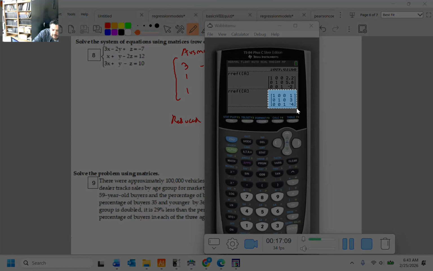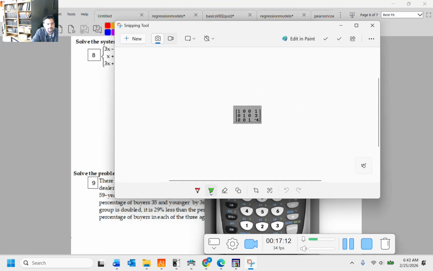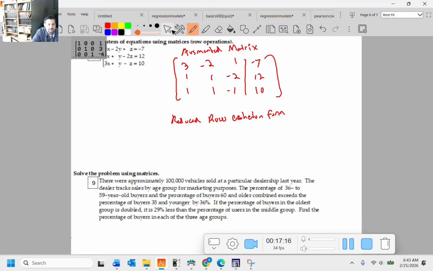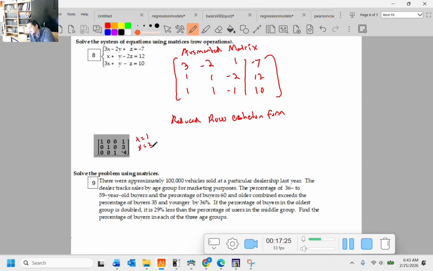And now you interpret. This is my result, and I just have to interpret it. The top row says x is 1. The second row says y is 3. The last row says z is -4. Written more affectionately as the ordered triple 1, 3, -4. Now, when you do number 9, your job is going to be to write a system of equations and then use matrices.